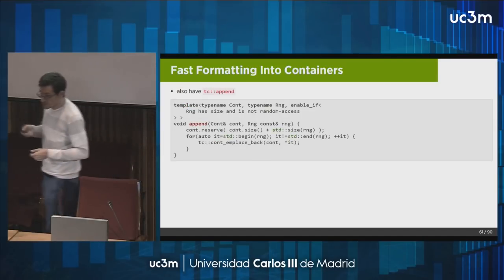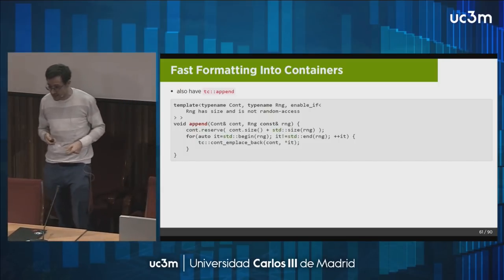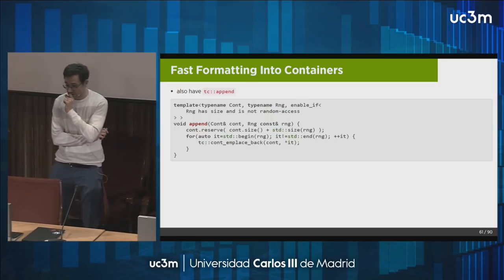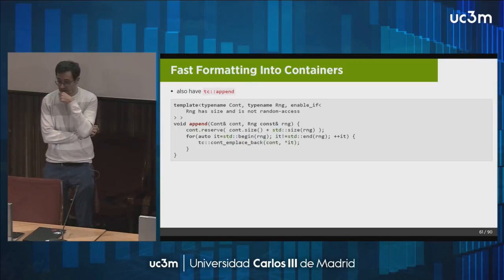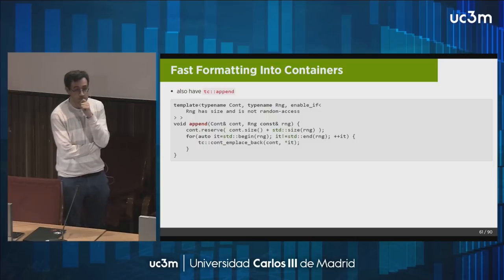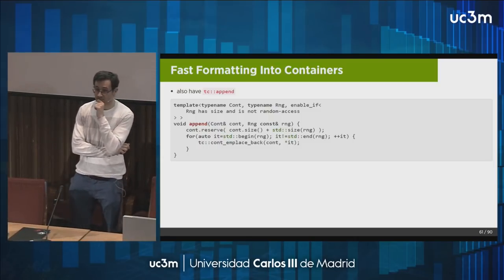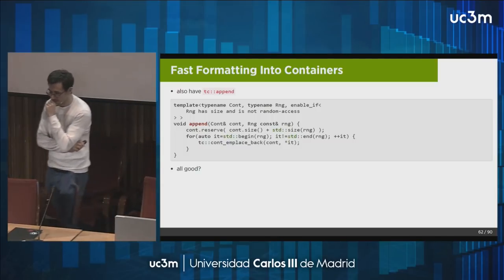Now, we also have append, right? And it must work the same way. Also there, we want to avoid allocations. We have this implementation. So before we do append, we call the std size on the range. And then we call the size, or the current size, of the container. We add the two, and then we reserve the memory. This is terrible. Who sees the problem? OK, reserve is evil.